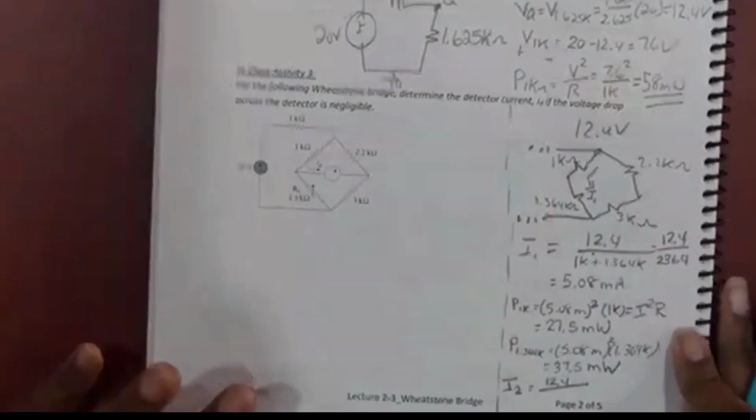What do you think I'm going to do next? What am I going to do next? Yes. Find the current for the other side. So I2 is going to equal 12.4 divided by 2.2K plus 3K. That's 5.2K. 12.4 divided by 5.2K.